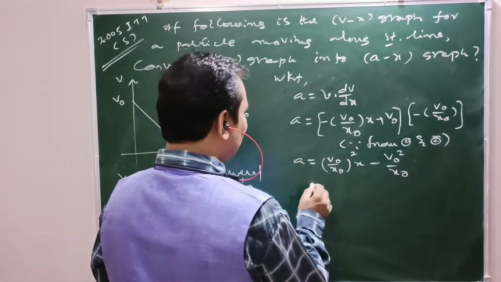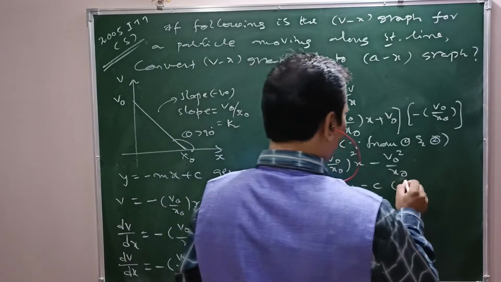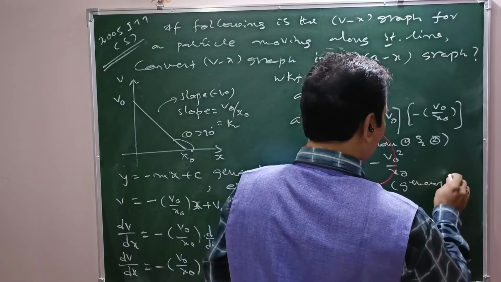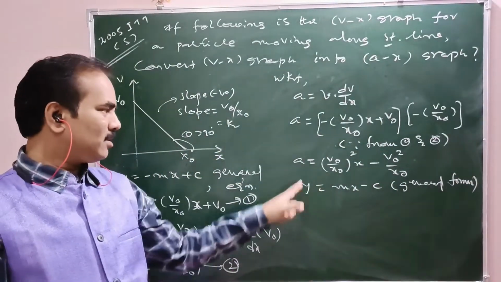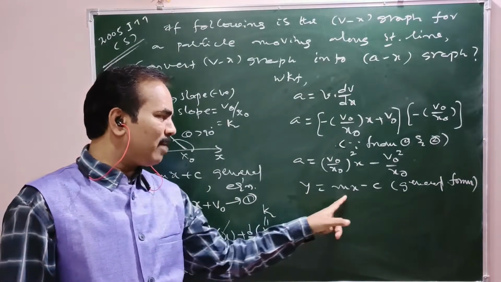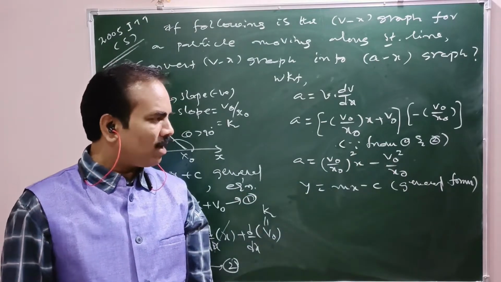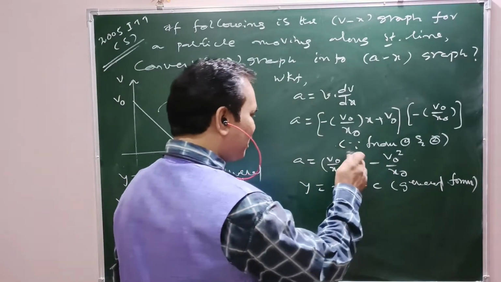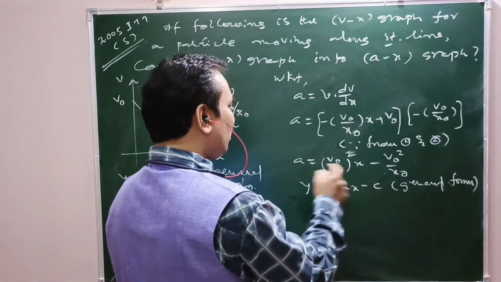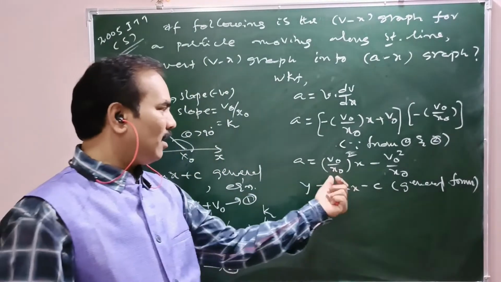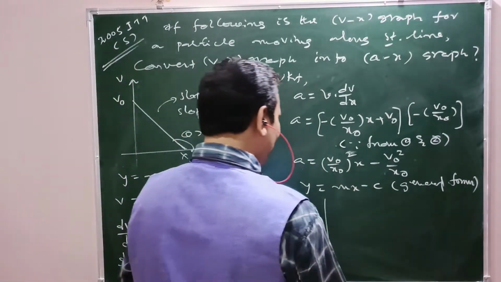Therefore, what is this general expression? y equals mx minus c form. This is the general form for acceleration. Acceleration equals v naught by x naught whole square into x minus v naught square by x naught. See, this bracket term is constant, right? This is also constant, but x is a variable. So acceleration varies with x like that, which is in the form of y equals mx minus c.